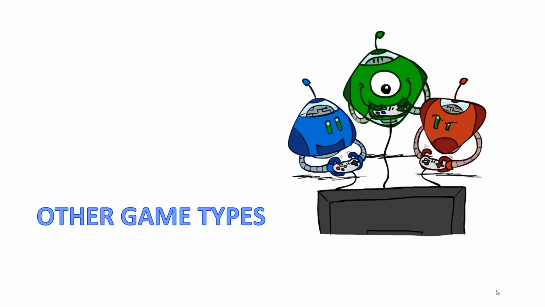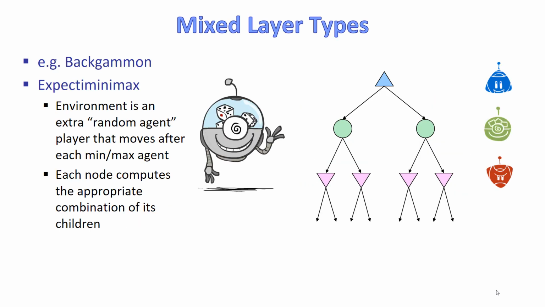The last part of the adversarial search session is talking about other game types than the types that we saw before. Actually, we saw mostly the minimax and the expectimax, and usually we talked about two players. Okay, there are other types, of course. The first one is mixed layer types, and the classical example here is backgammon, الطاولة, or طاولة.